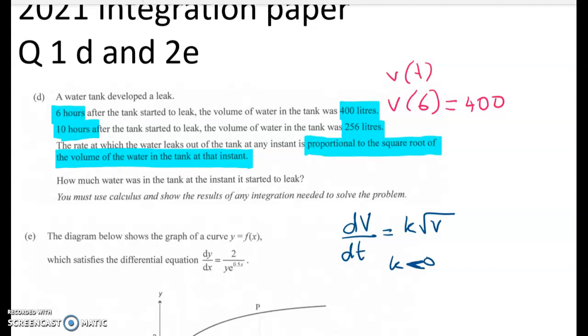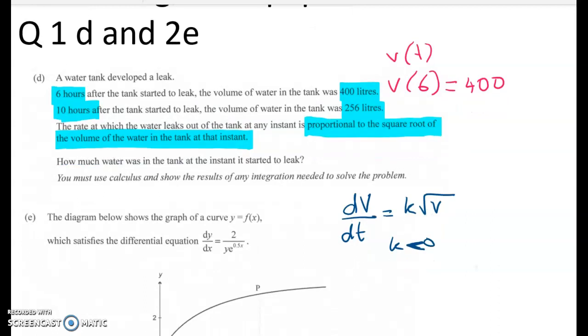How much water was in the tank at the instant it started to leak? So what we've got to do is figure out an equation that gives us V and then find what V was when T equals 0. Okay, so just working down here, let's go back to the start. So dV by dt is equal to K root V, and K will turn out to be a negative number.